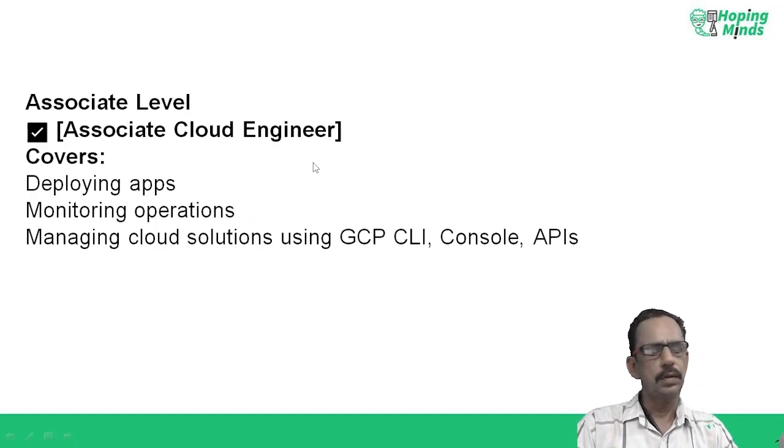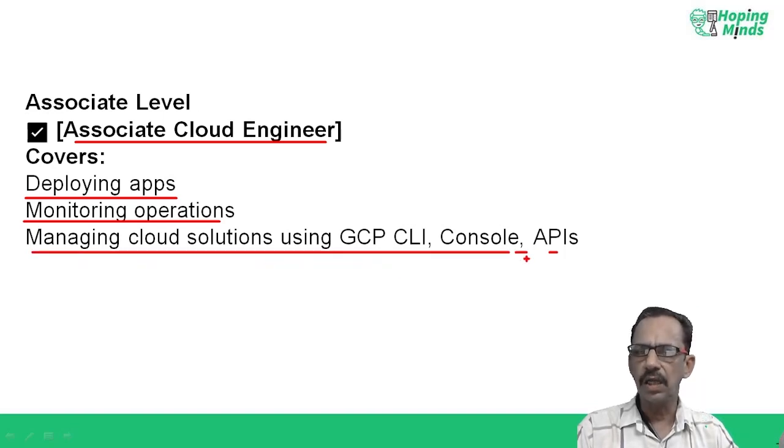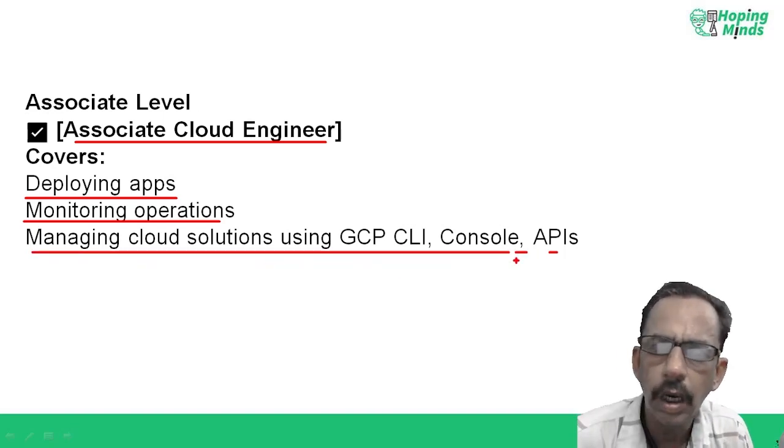Got it? Second is the associate cloud engineer. It covers deploying apps, monitoring operations, and managing cloud solutions using the GCP CLI, either console or API.